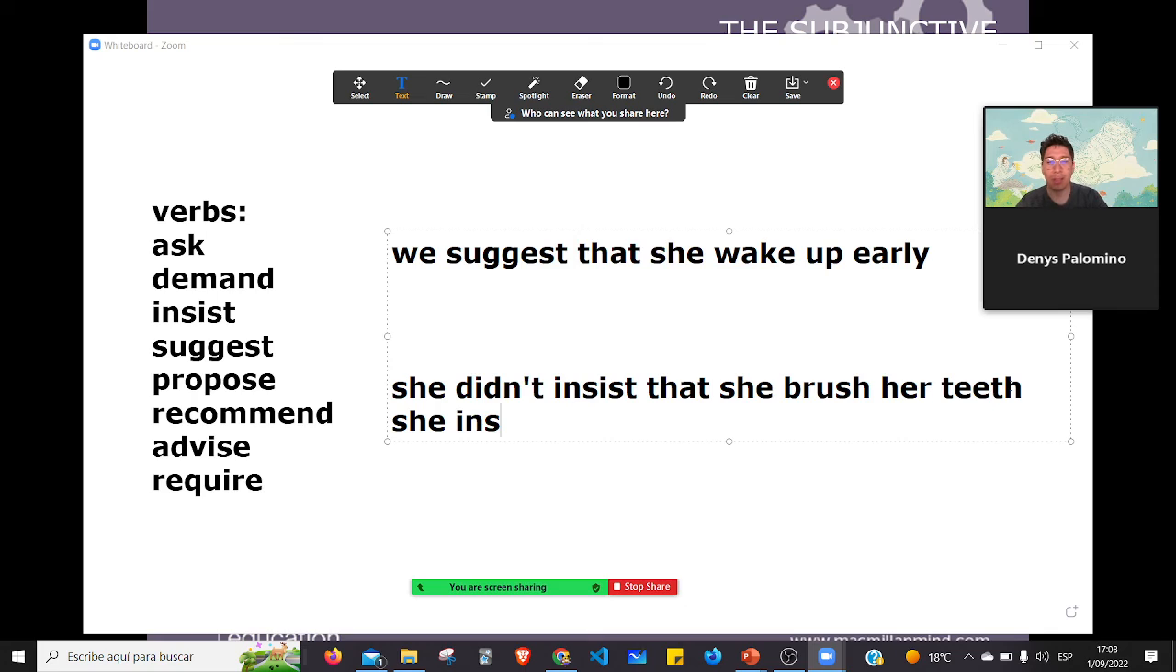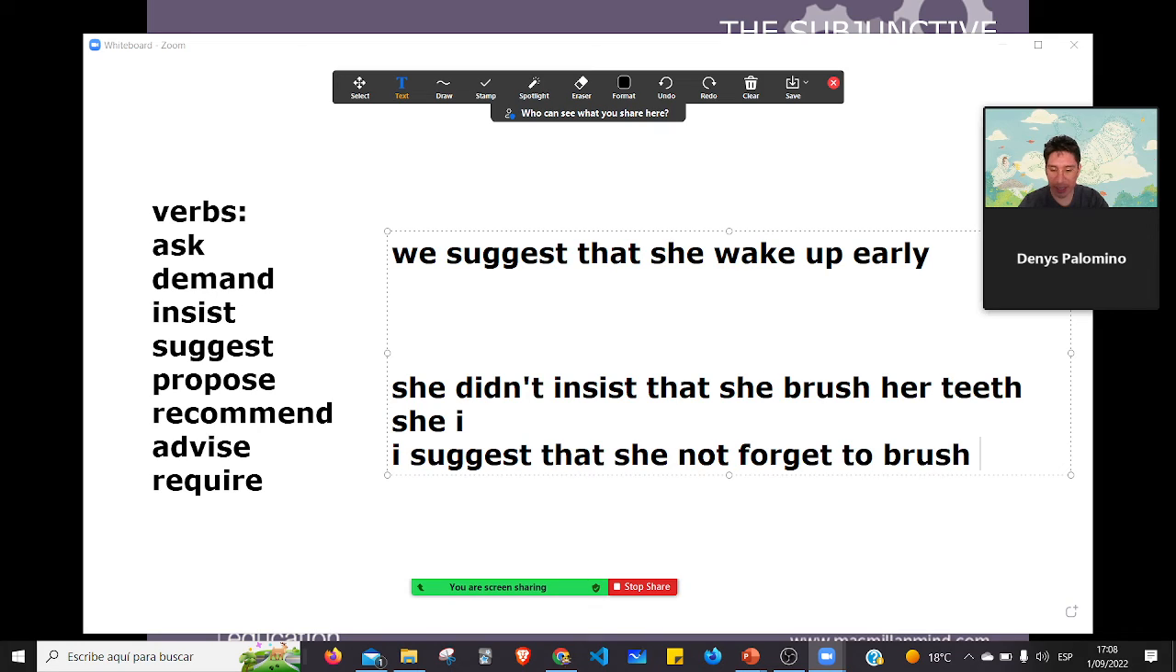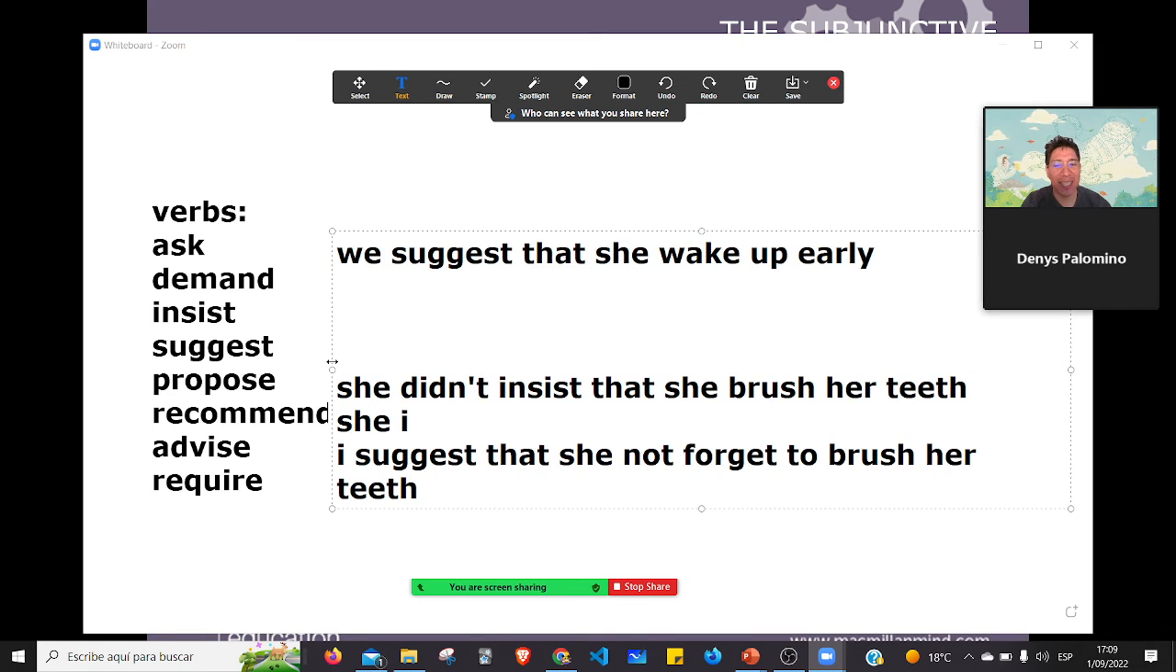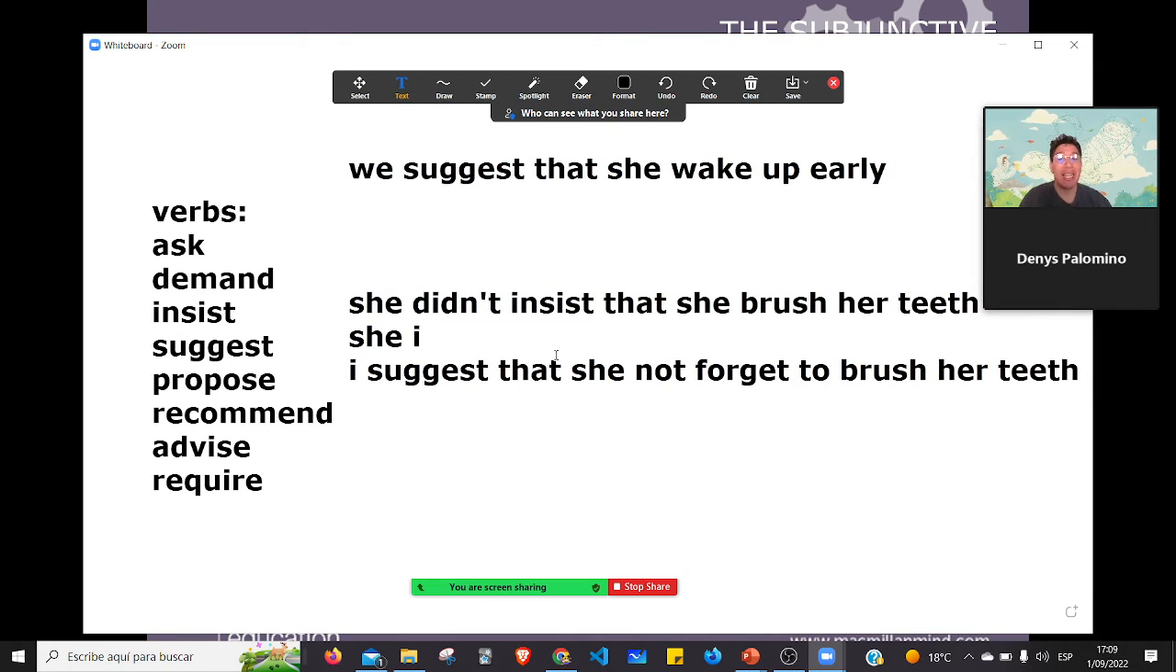If I want to say, I suggest that she not forget to brush her teeth. Ella sugirió que ella no olvidase cepillarse los dientes. ¿Te das cuenta? Exactamente. Es I suggest that she not forget to brush her teeth.